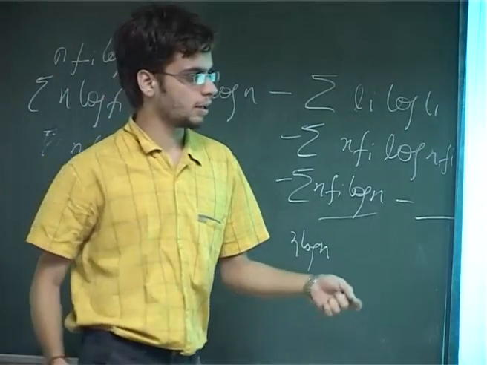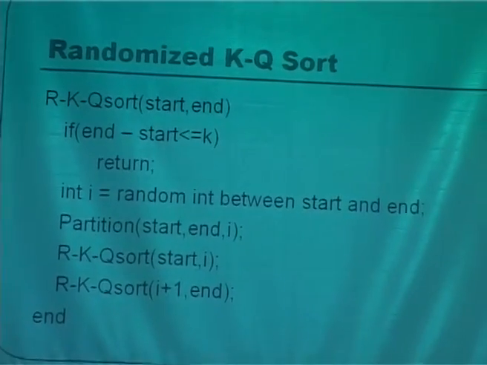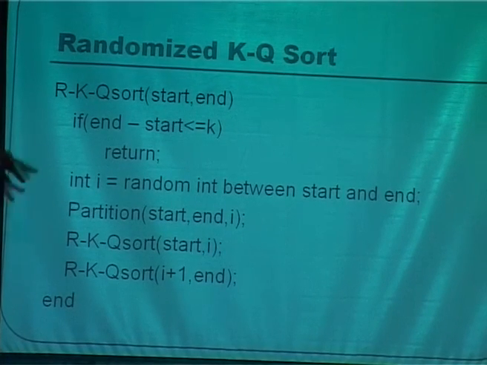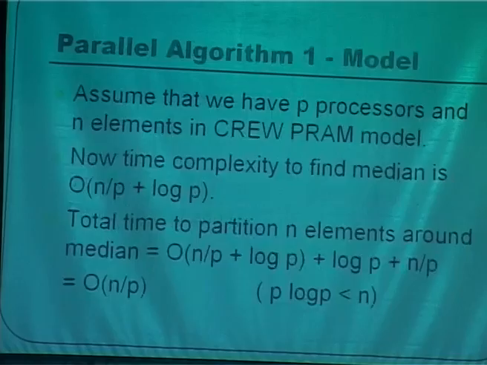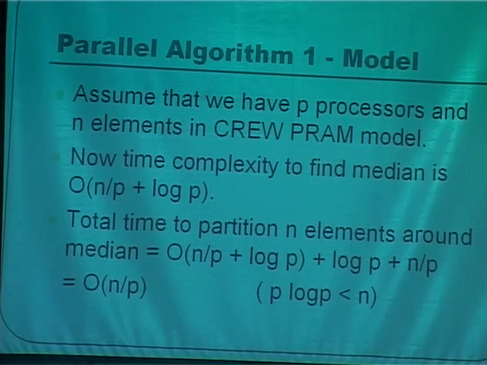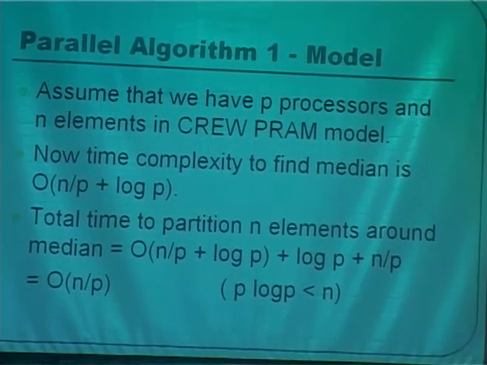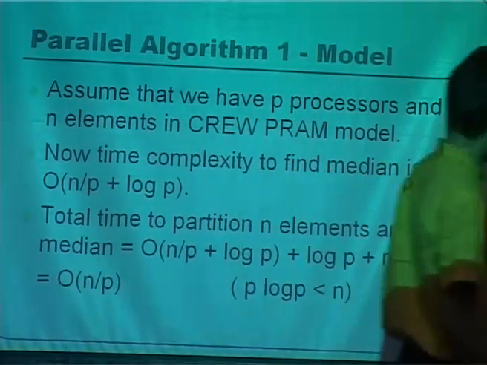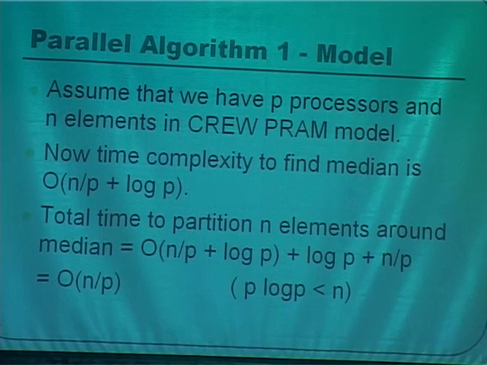And then we can have a randomized version of this particular thing, in which we start with an integer randomly chosen between the start and end. It is like this. So using these sequential algorithms, we try to suggest some parallel algorithms. First, algorithm 1: we are going to propose 2 algorithms for parallel k-sort. In this algorithm, we assume that we have p number of processors and n number of elements in the CREW PRAM model.